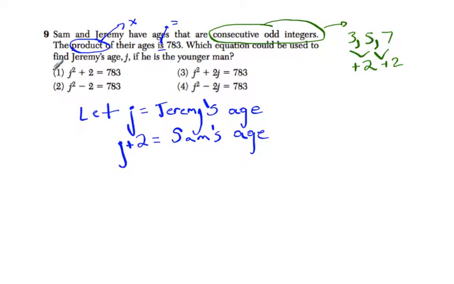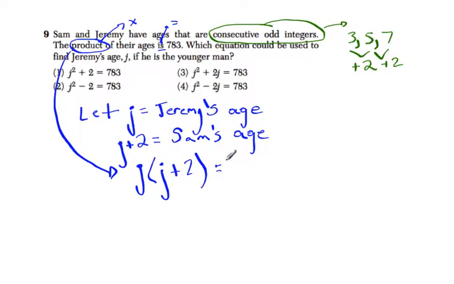Now we have to take this vocab word that we saw earlier, product. So we're going to express their 2 ages as a product. In other words, I'm going to multiply what I just called Jeremy and what I just called Sam together. And it is an equal sign, 783. So we don't see this as a choice yet, but after some quick distribution, we'll get J times J, which, careful, is J squared, not 2J. And J times 2, that is 2J. And it's still equal to 783.